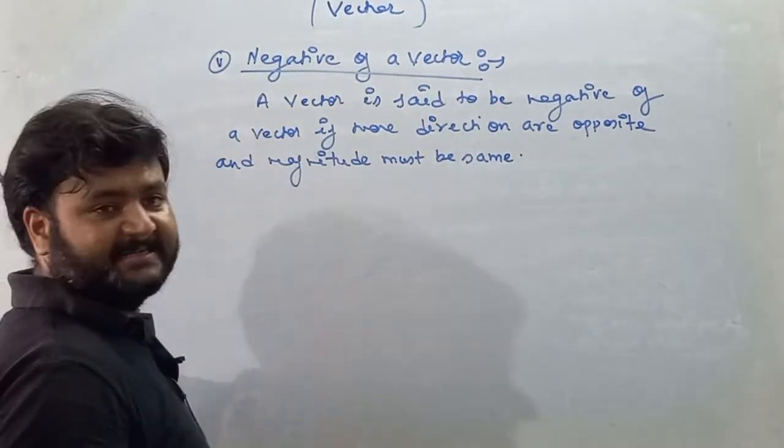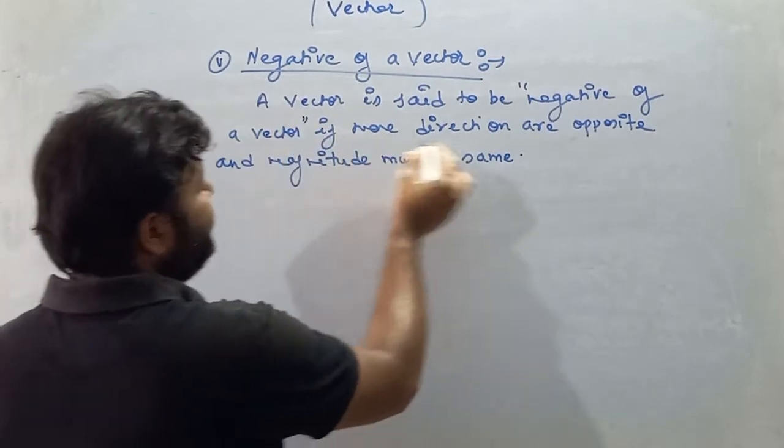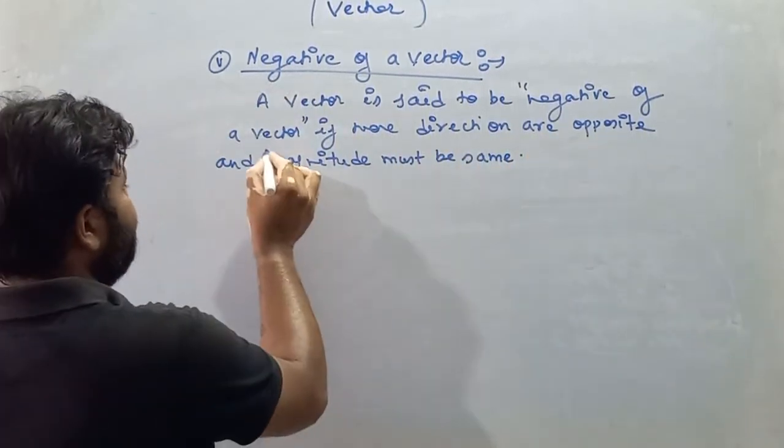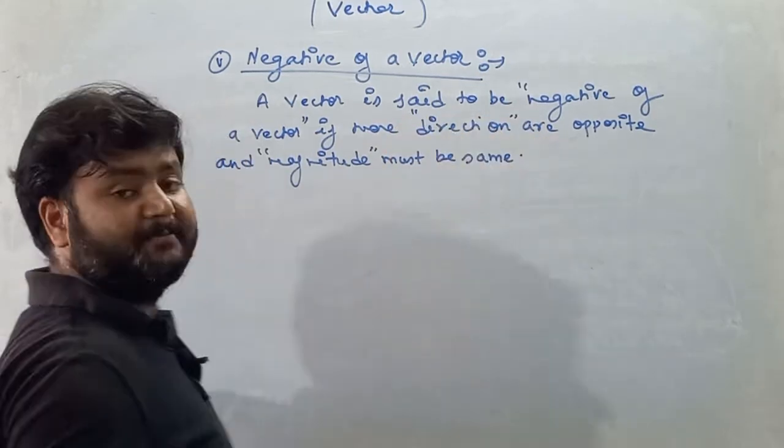So negative of a vector means a vector is said to be negative of a vector if their direction are opposite and magnitude must be same. Direction must be opposite but their magnitude is same.